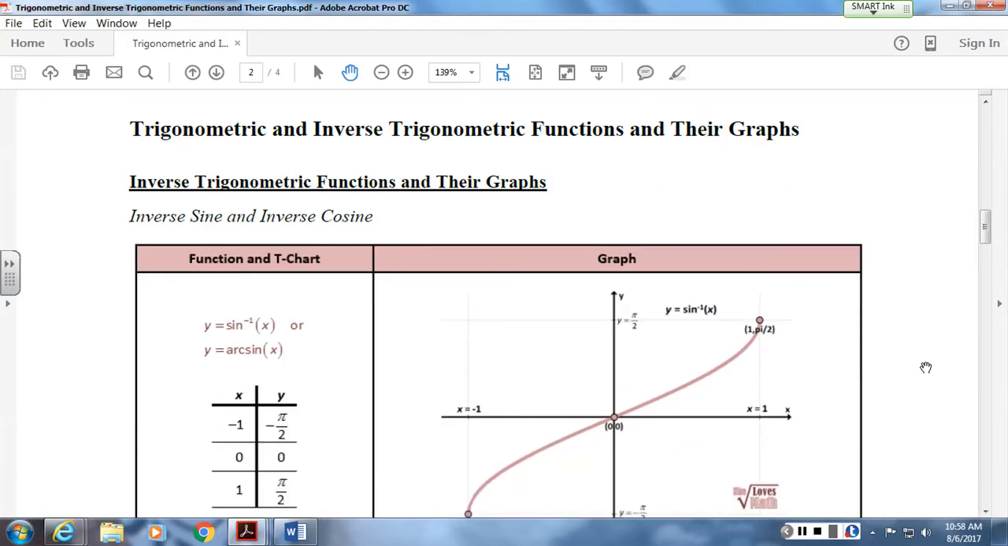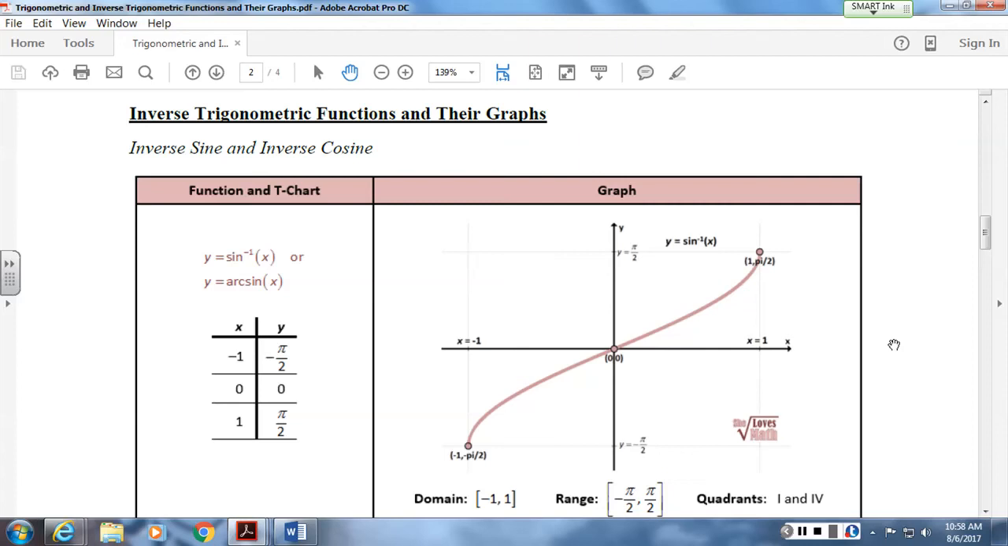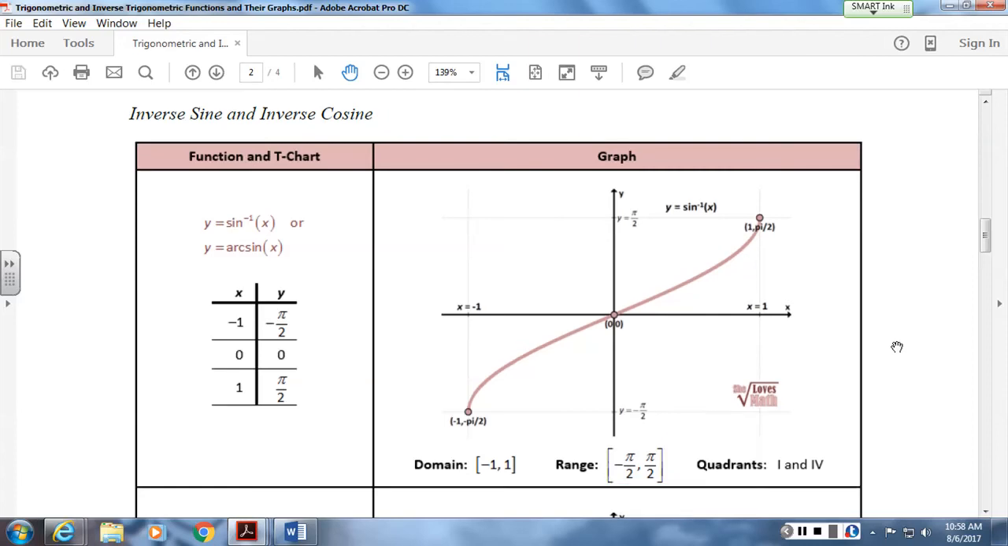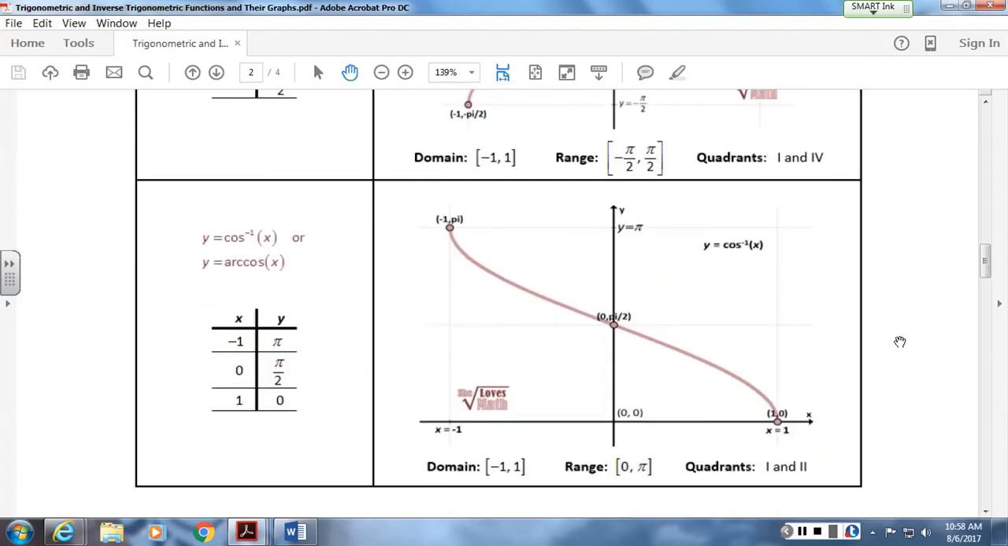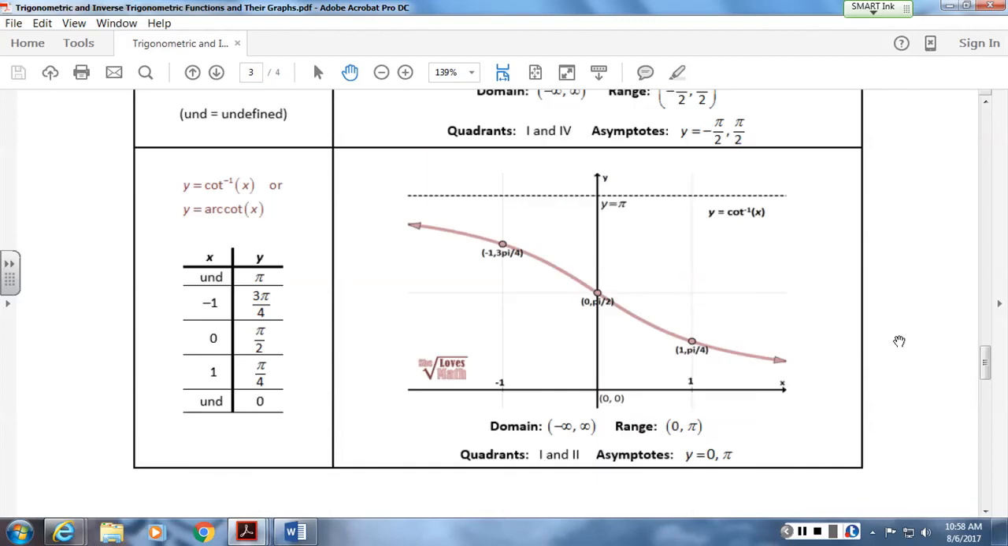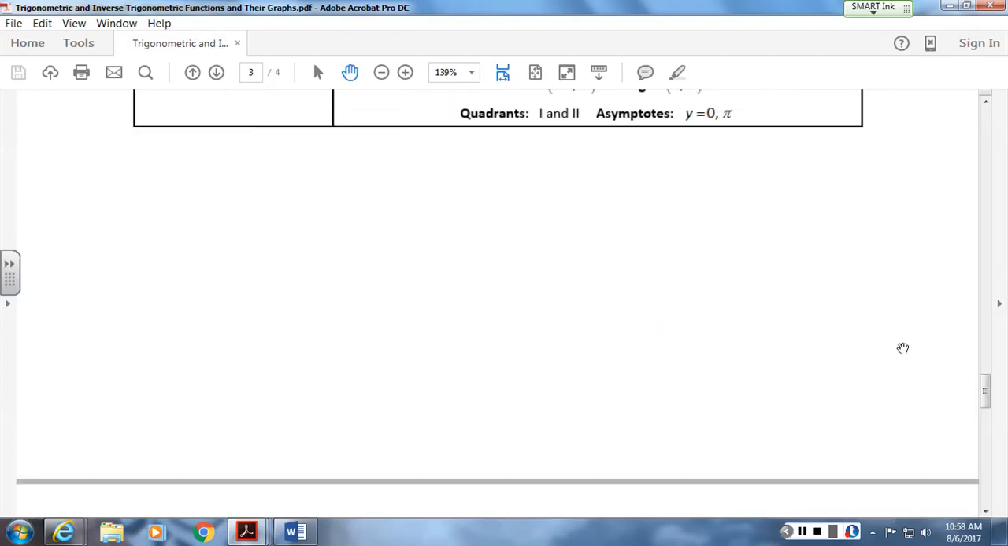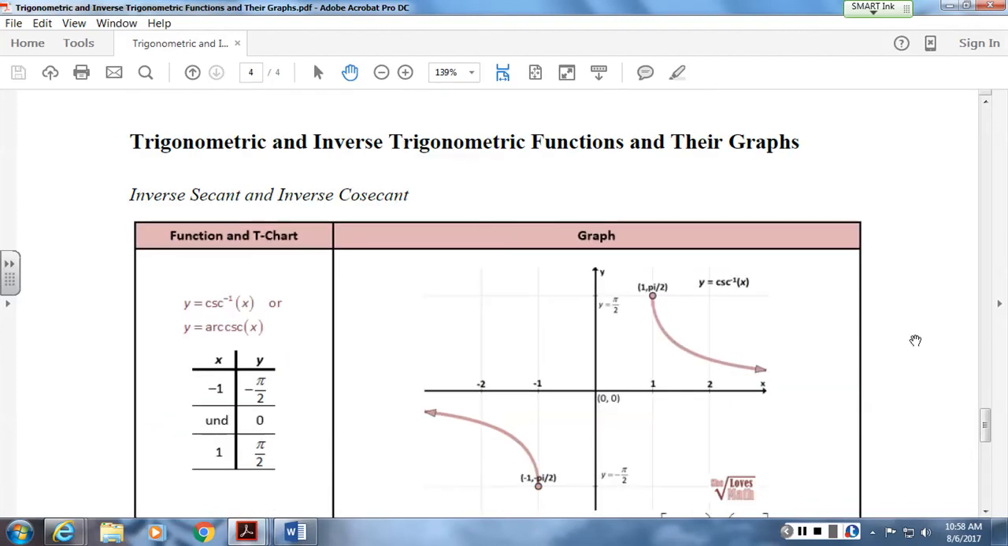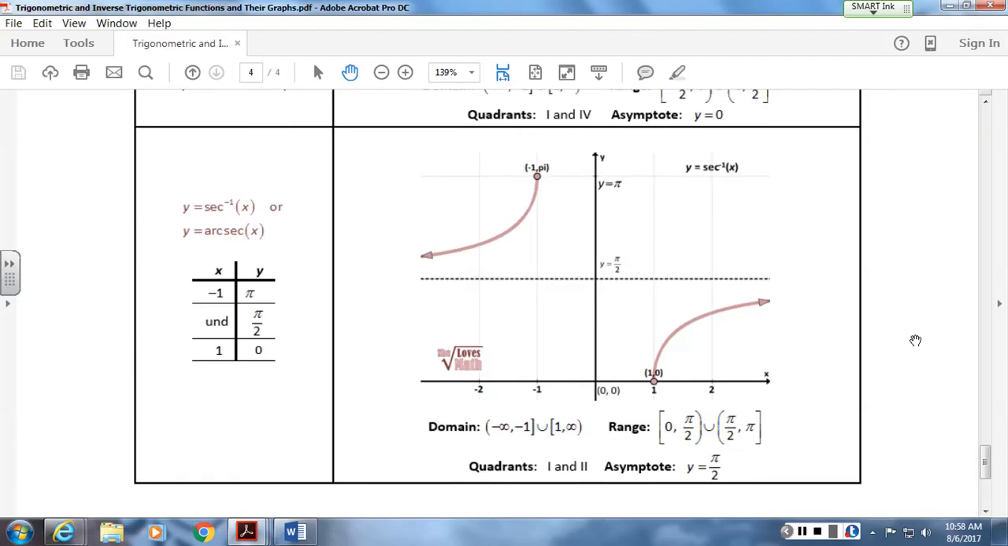The first page had the 6 trigonometric functions in their graphs. The next 3 pages have the inverse trigonometric functions. So here we have the graph of sine inverse and cosine inverse, tangent inverse and inverse cotangent, and then our inverse secant and inverse cosecant graphs as well.